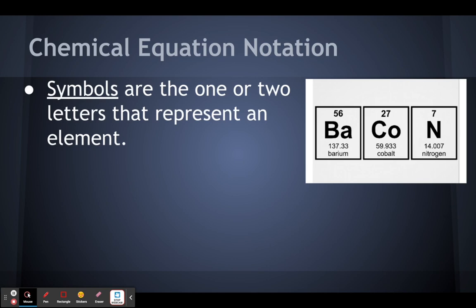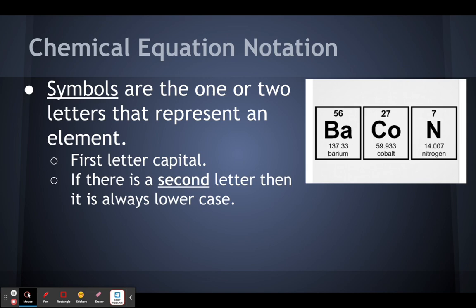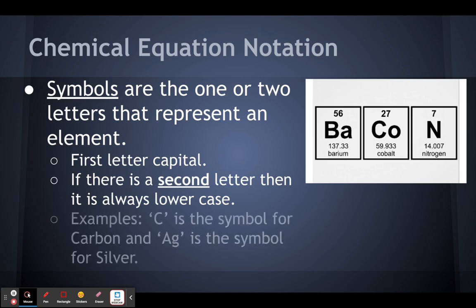We've talked about symbols before. They are one or two letters that represent an element. The first letter is always capitalized. The second is always lowercase. And here are two examples. C is the symbol for carbon, and Ag is the symbol for silver.